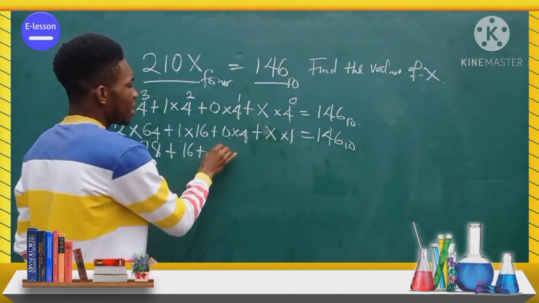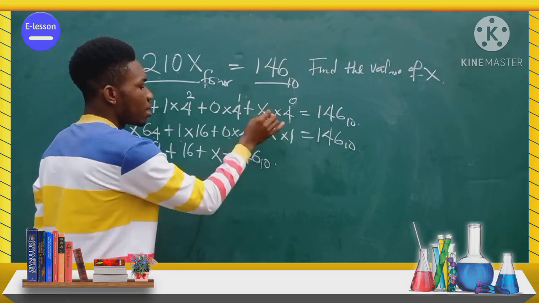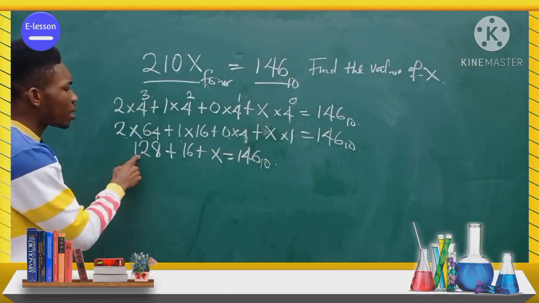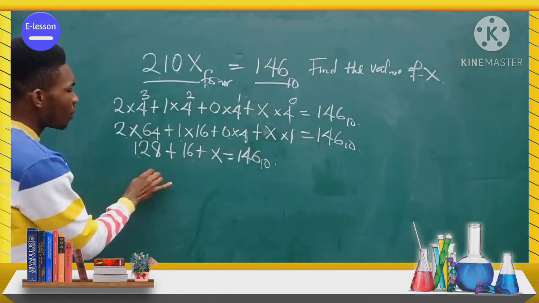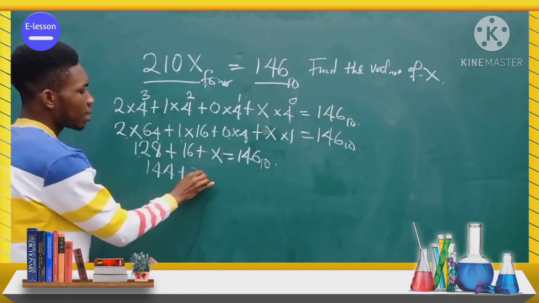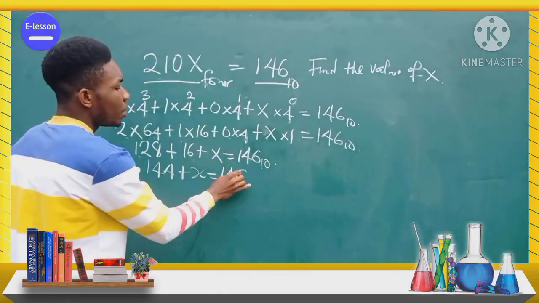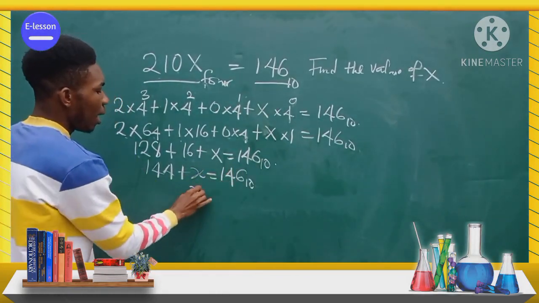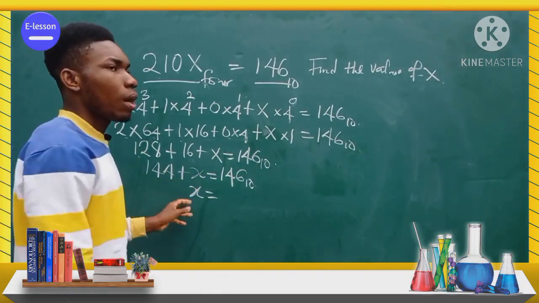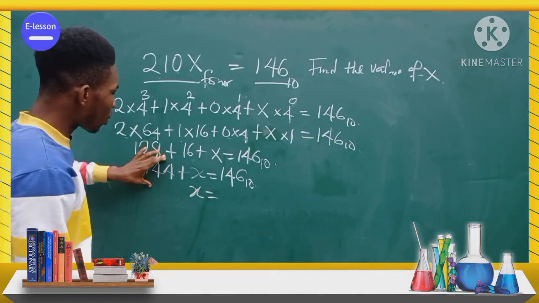1 times x is x, everything equal to 146 base 10. Now 128 plus 16, this will give us 144 plus x is equal to 146 base 10. x will be equal to, now how did we get into this step? You take this 144 to this side.